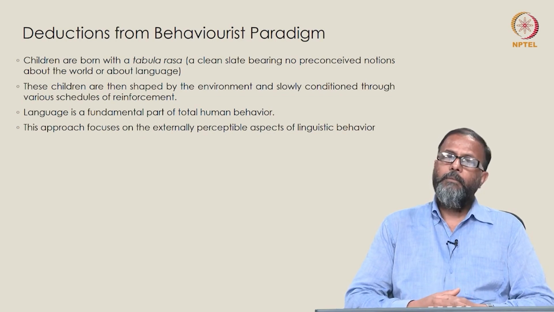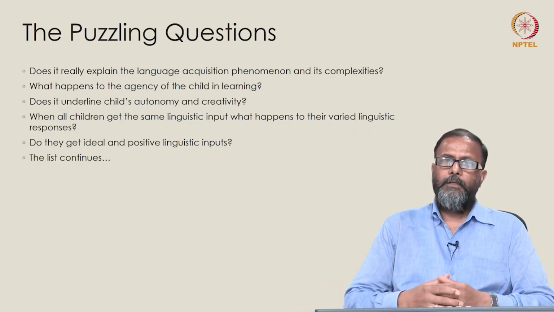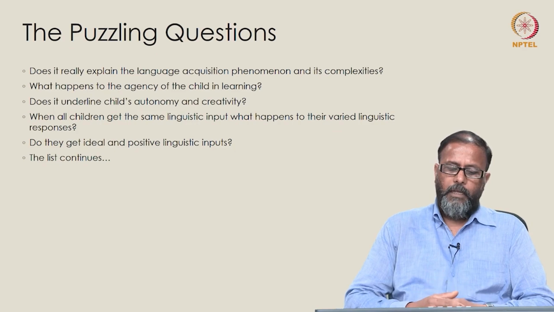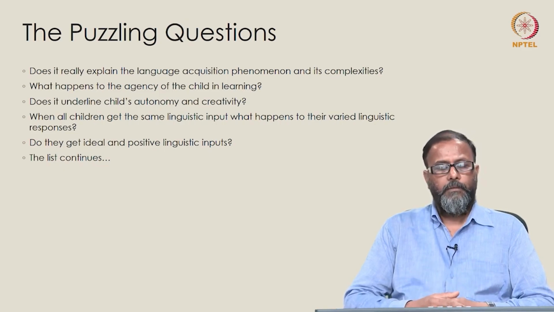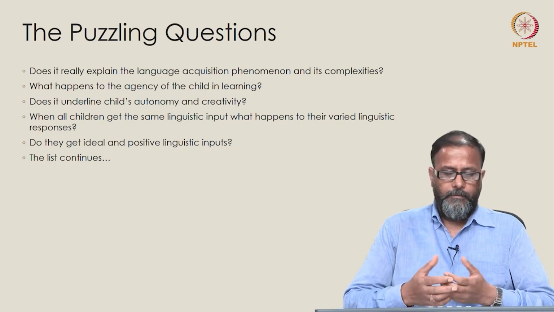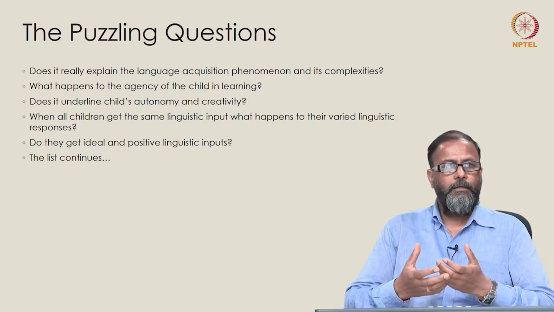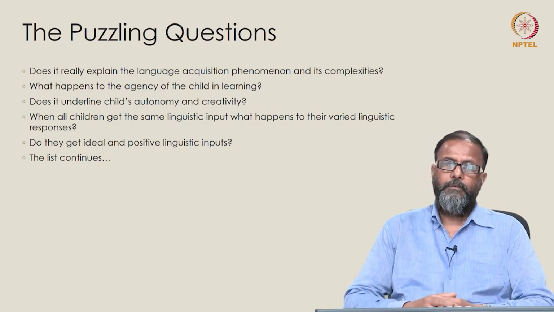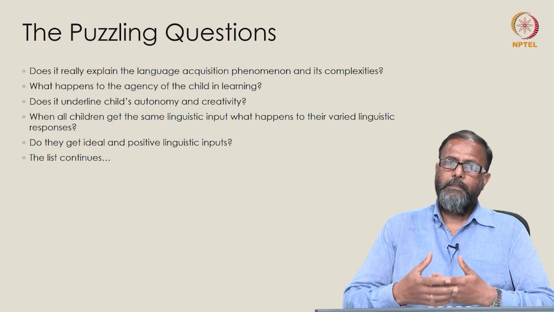So, all these questions can be raised about the behaviorist paradigm. And if you look at Chomsky, his criticism is based on these lines. So, the first question is, does it really explain the language acquisition phenomena and its complexities? What happens to the agency of the child in learning? Does it undermine the child's autonomy and creativity? When all children get similar linguistic input, what happens to their varied linguistic responses? Another question can be raised: do they get ideal input for appropriate and correct responses? And the list continues.